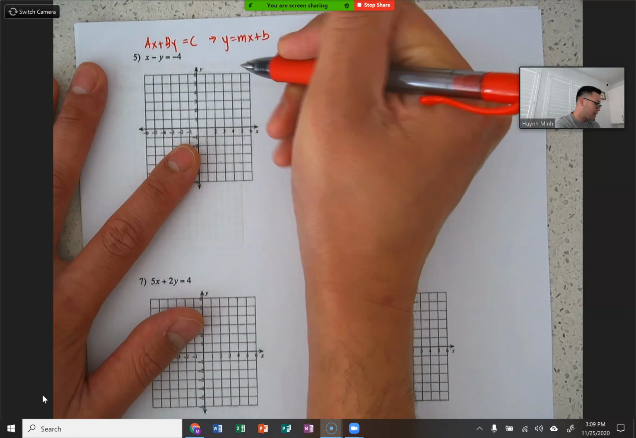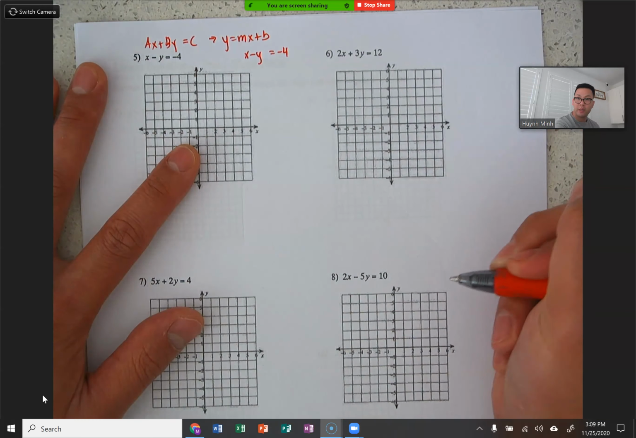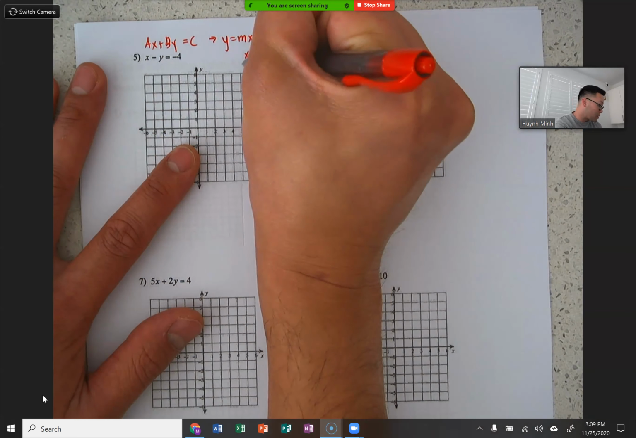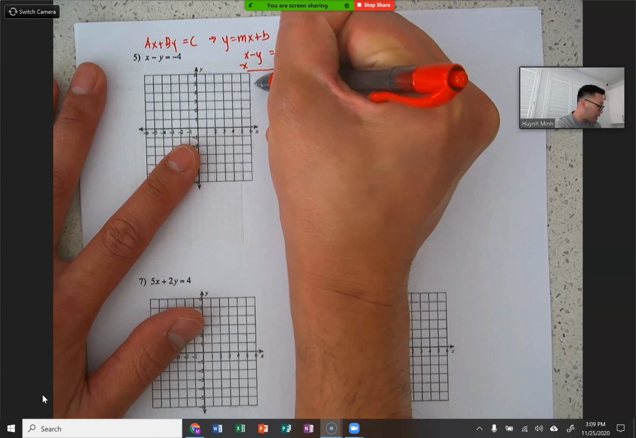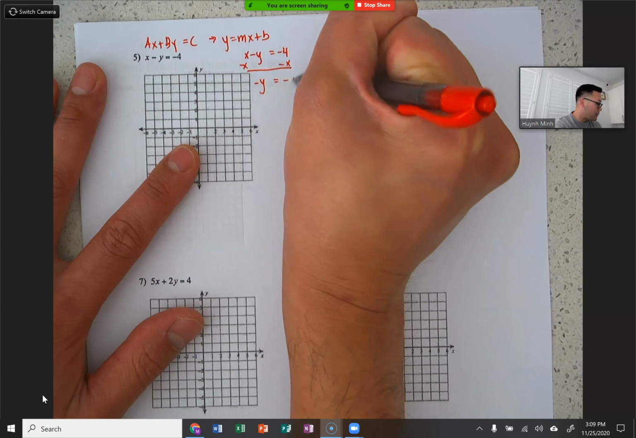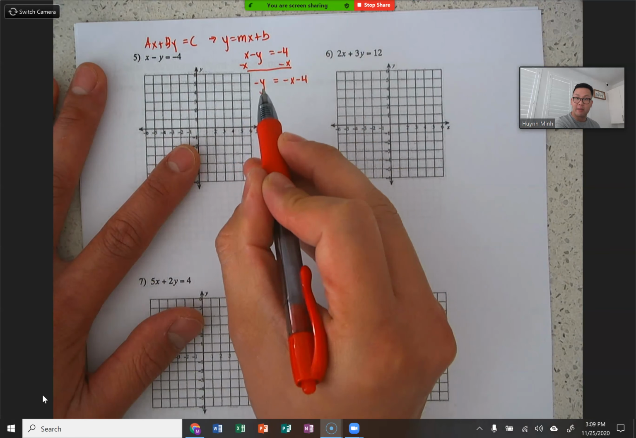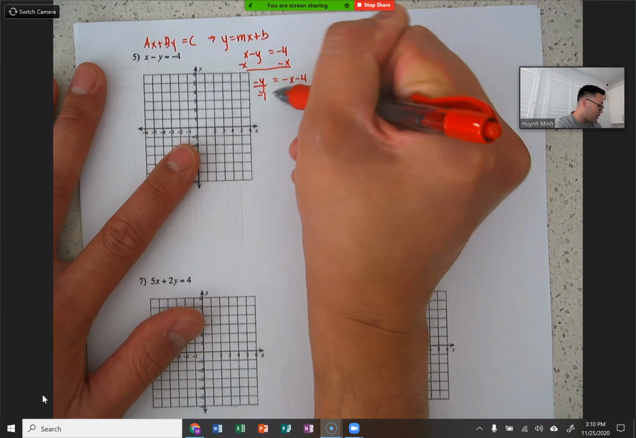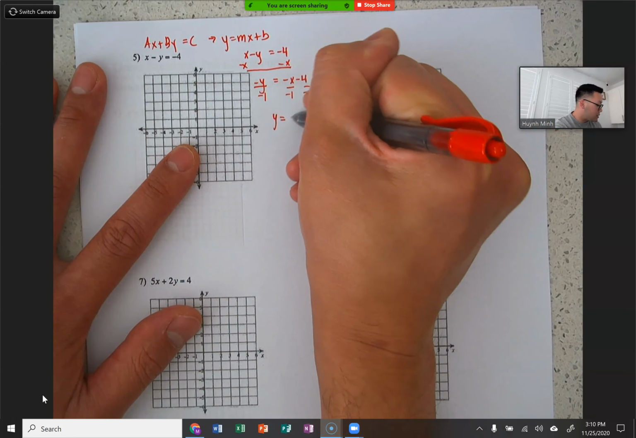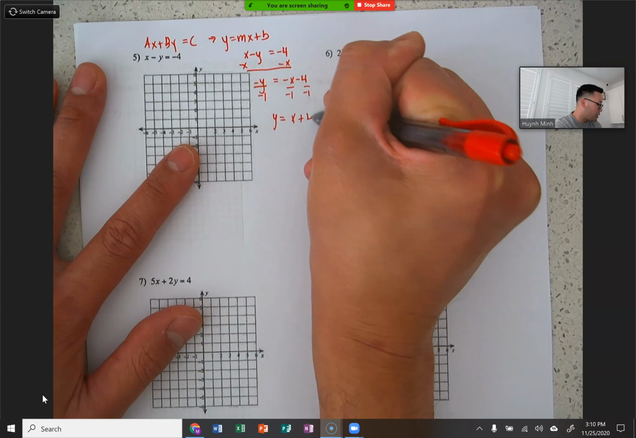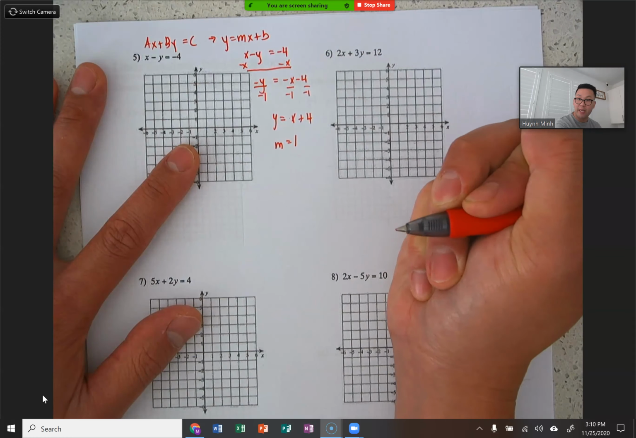So, with that being said, x minus y is equal to -4. And I want y alone, so I'm going to subtract x on both sides. So now it becomes -y is equal to -x minus 4. And then since the y is still negative, I'm going to divide each term by -1. So y is equal to x plus 4. And so my m is going to be 1, because that's the number right in front of the x.